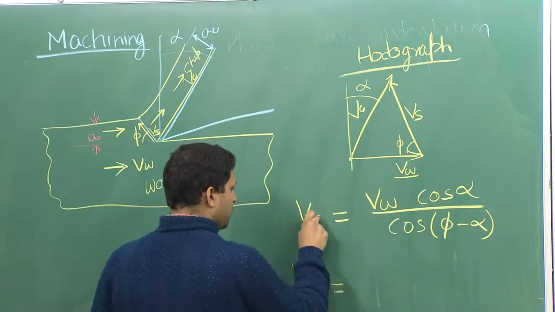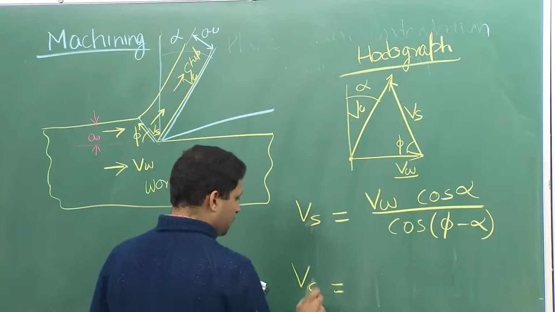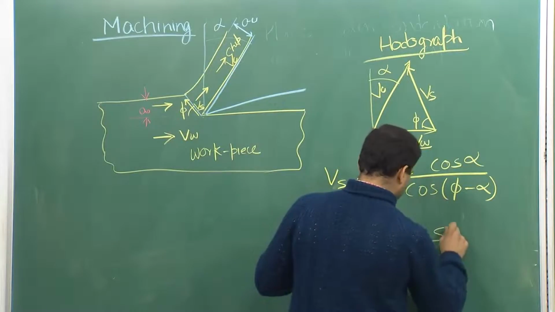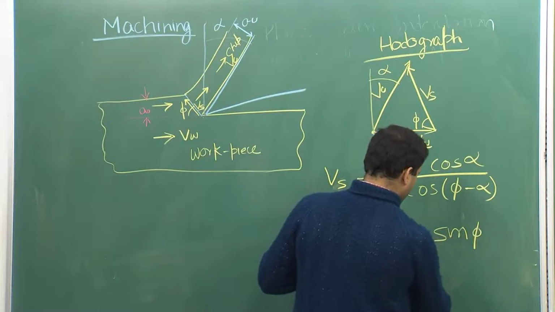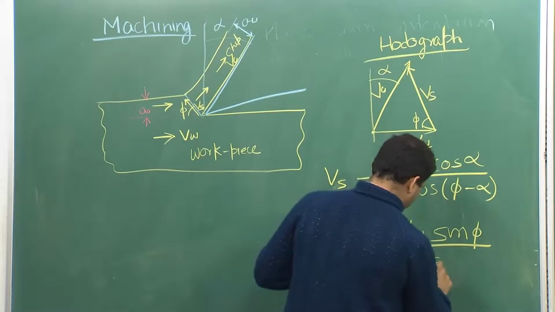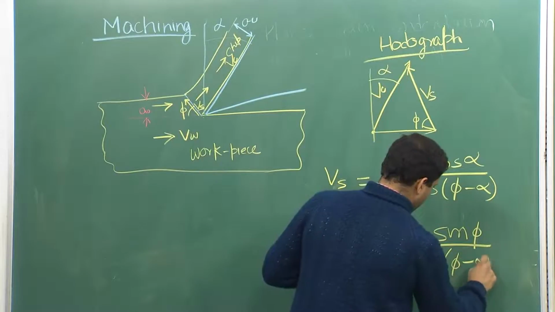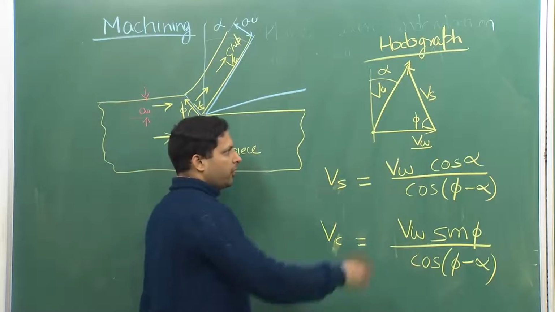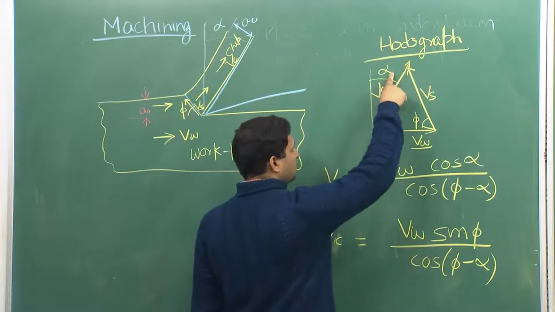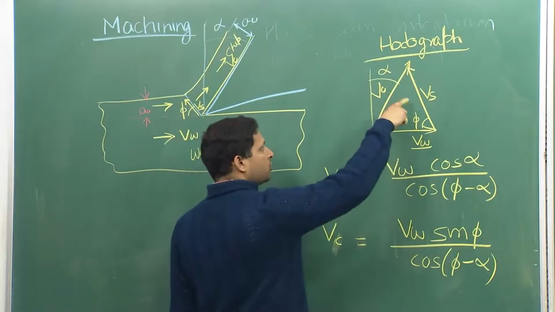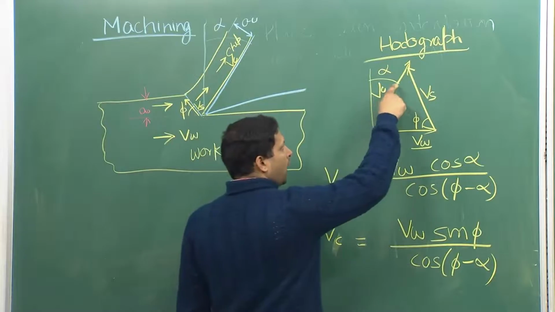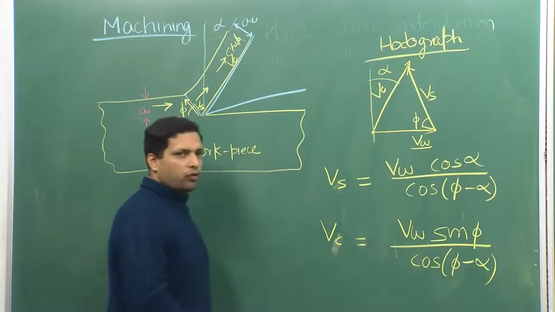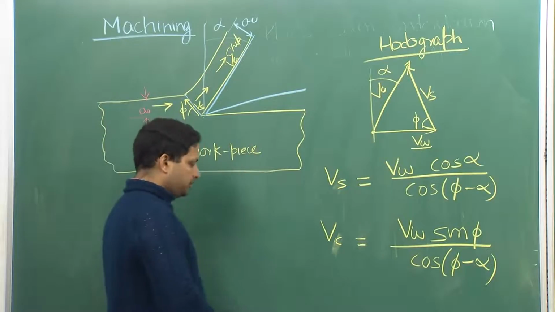Okay. So, this is actually shear, and the second one is... and like I said, it should be very straightforward. Now that you know this geometry, overall geometry is known, alpha and phi are known, and you know V w. So, we have to just represent V s and V c in terms of these.